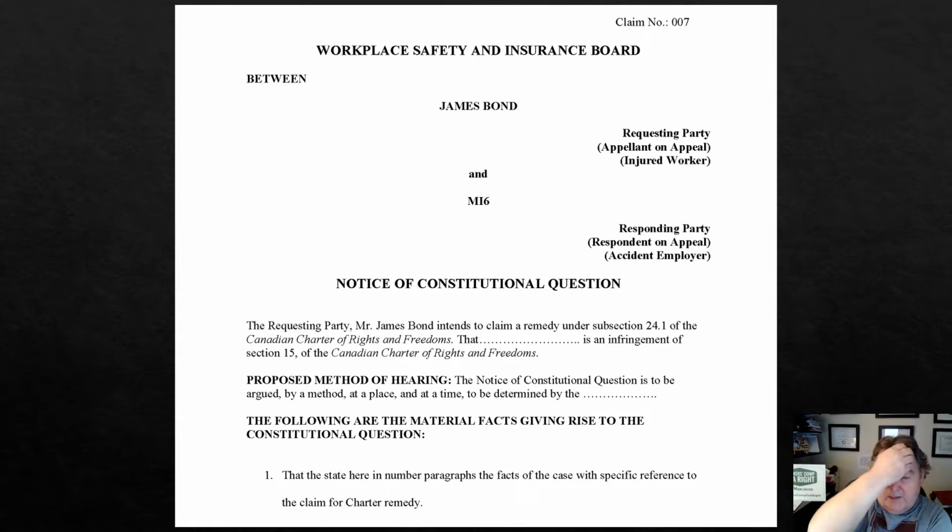I would put at the very top, above Workplace Safety Insurance Board in capital letters, Ontario. Just one mistake I made in that. Then between is on the left, you leave that way. Then James Bond, you put your name in capitals. Then on the right side, you're the requesting party because you're requesting whoever to look at your notice of constitutional question.